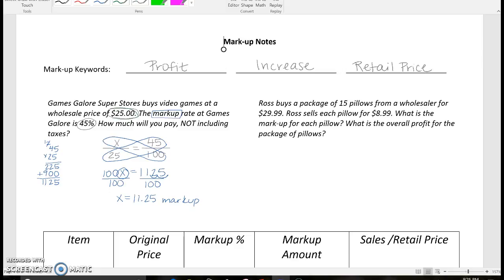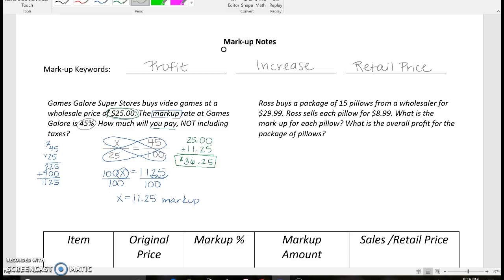So we're going to take this $25, that's how much it cost them. If I pay $25, I'm breaking even for them, and then their profit is their markup of 45%. So they're also making $11.25. Okay. So I'm adding it because it's asking how much I'll pay. It's asking for my new amount. 5 plus 0 is 5. 2 plus 0 is 2. 5 plus 1 is 6. 2 plus 1 is 3. So $36.25 is what I will pay.